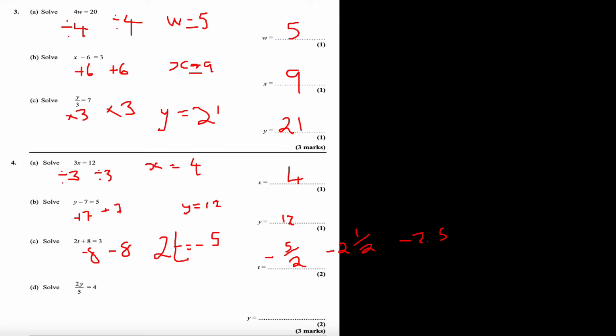Okay, part D, solve 2y divided by 5 is equal to 4. Well, timesing both sides by 5, I'm going to get that 2y is equal to 20. 2y means 2 times y, so dividing both sides by 2, I'm going to get that y is equal to 10. Okay, so y equals 10.